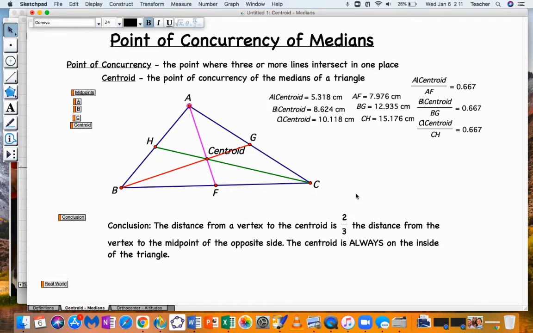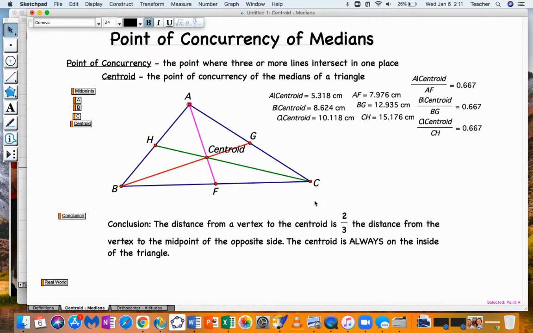Okay, and the question always comes up, okay, all right, but when are we ever going to use this? Centroid is actually used more often than I think people think.